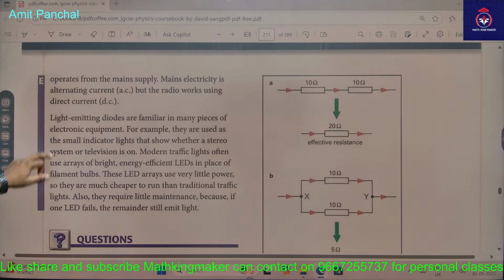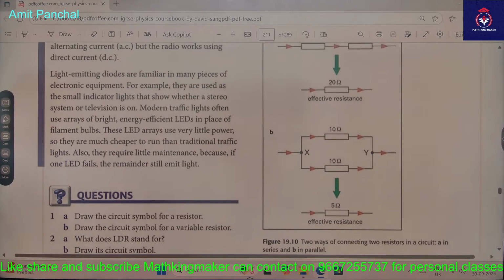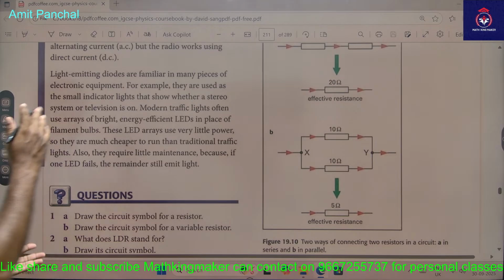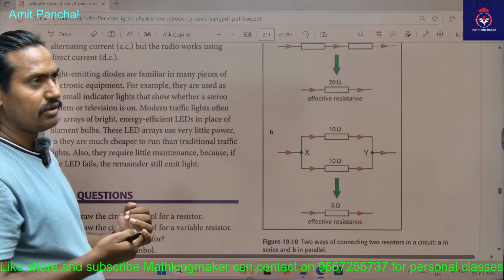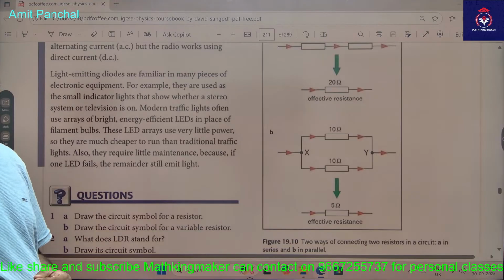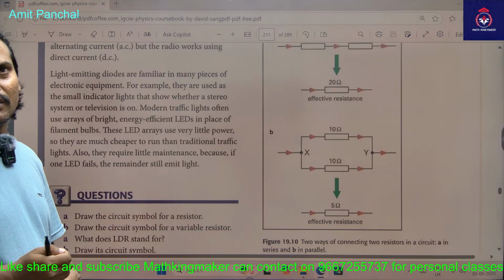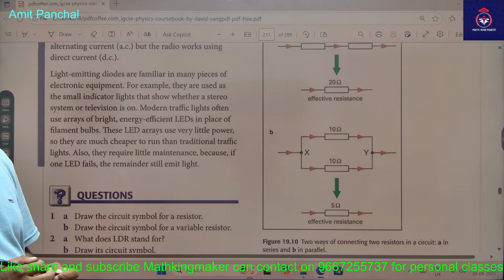Light emitting diodes are familiar in many pieces of electronic equipment. For example, they are used as small indicator lights that show whether a stereo system or television is on. You can see small lights in your TV. In your remote you have that small LED. So those are some examples of LED.